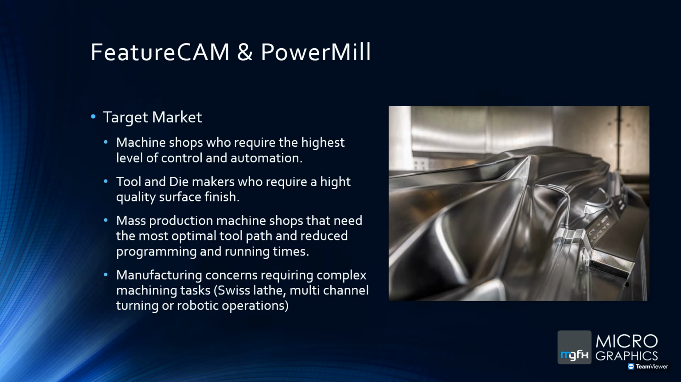So tool paths generated by FeatureCAM and PowerMill can be a lot more efficient than those generated by Fusion 360 or Inventor CAM. And this can be extended to manufacturing concerns that require complex machining tasks with equipment such as Swiss lathes, which can have multiple operations happening at once. We even see operations that make use of industrial robots to complete tasks such as milling of large forms or carrying out additive manufacturing. So these programs are jam-packed with more features and control.